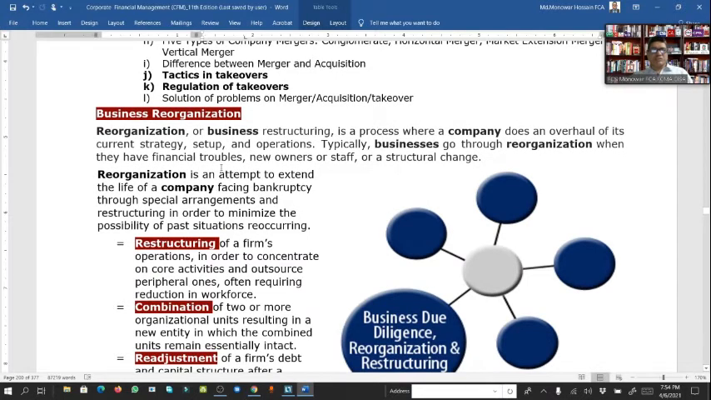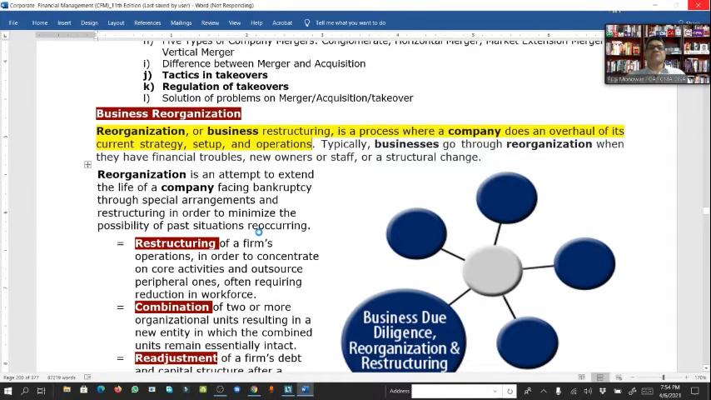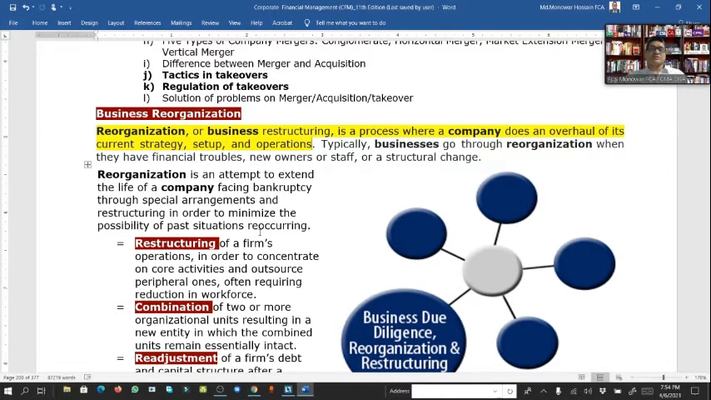Business reorganization or business restructuring is a process. Businesses go through reorganization when they are in financial trouble, or have new owners, new staff, new management, new board, or new setup. Those types can be reorganized and restructured when change comes. So reorganization is an attempt to extend the life of a company facing sometimes bankruptcy, through a special arrangement and restructuring, in order to minimize the possibility of the past situation recurring.